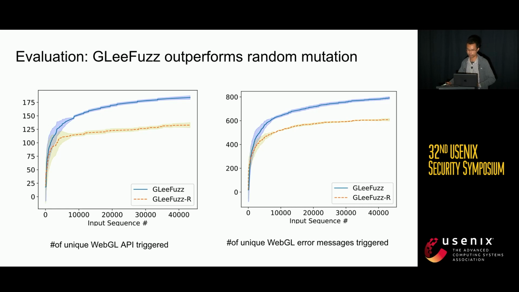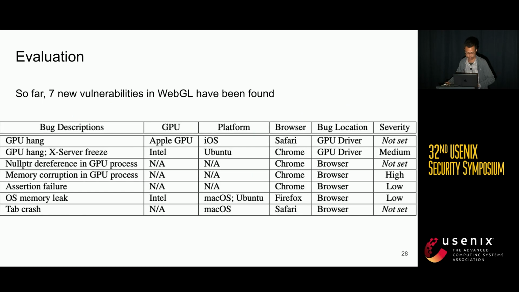We also measure the number of unique WebGL error messages being triggered. Similarly, we beat the random mutation by 30%. Please refer to our paper for more evaluation results. We found 7 new vulnerabilities through our fuzzing sessions, including one that caused GPU hang and X server freeze, which basically freezes the whole desktop, and another one that has a high severity, a memory corruption in the GPU process.